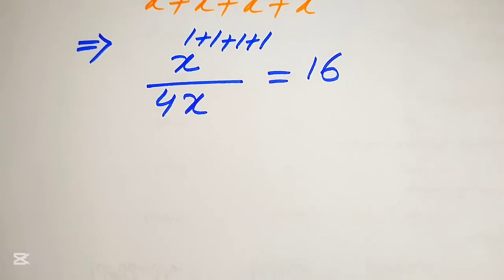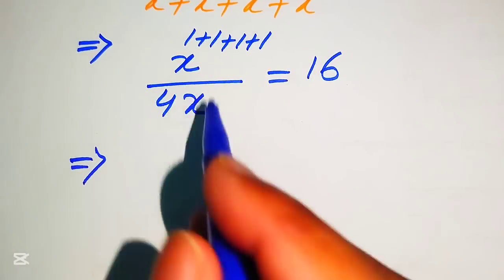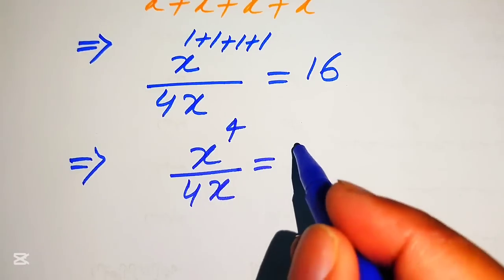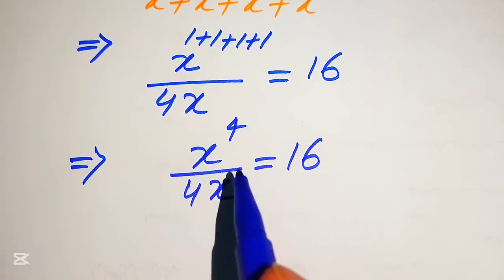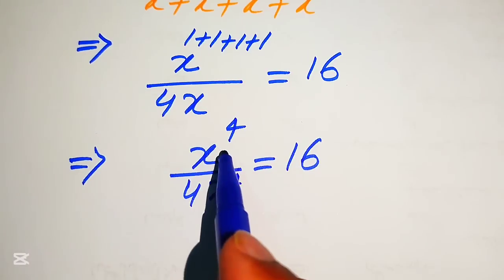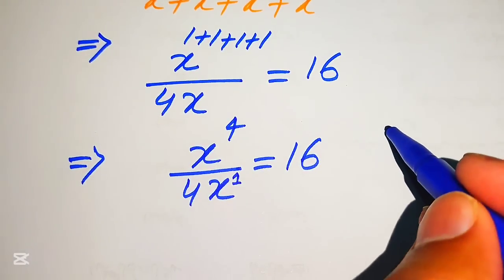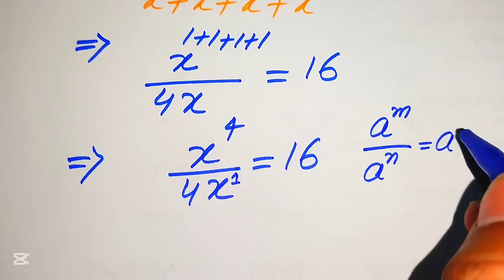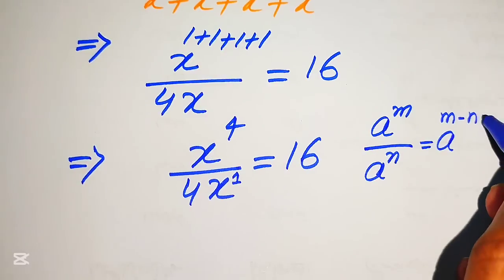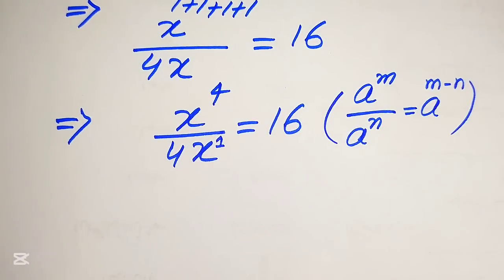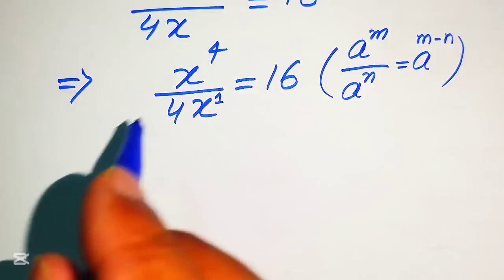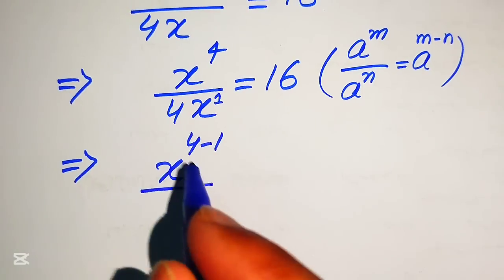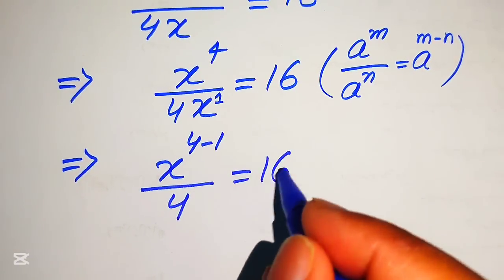And now in the next step we need more simplifications, and we have x to the power of 4 divided by 4x equals 16. So now you see here the power of x is 1 and this power of x is 4. So here we apply this exponent law. You know that if we have a to the power of m divided by a to the power of n, we write it as a to the power of m minus n. So according to this exponent law, it will be written as x to the power of 4 minus 1 divided by 4, and it equals 16.